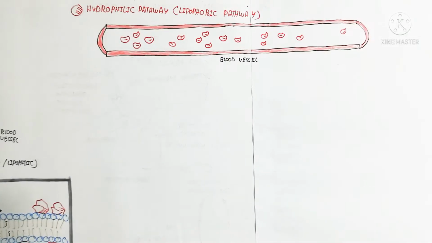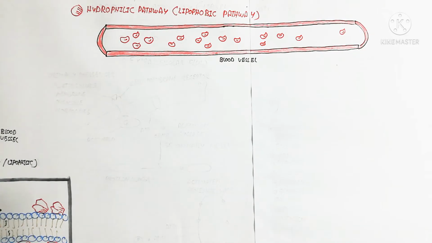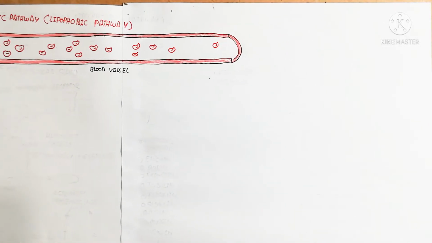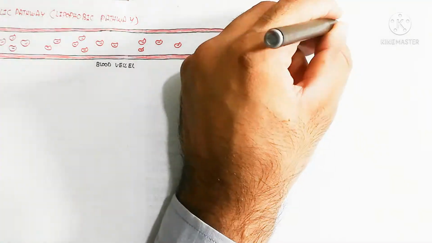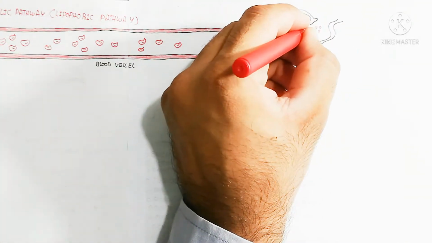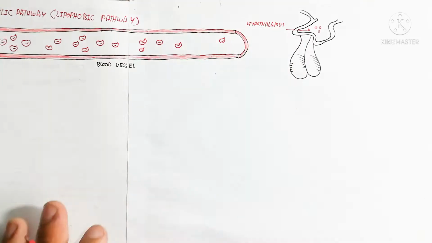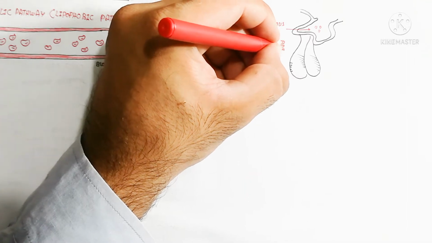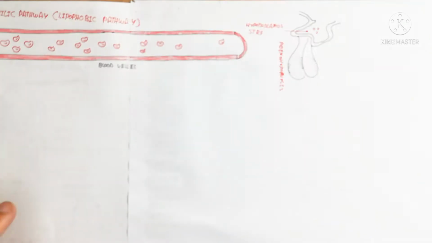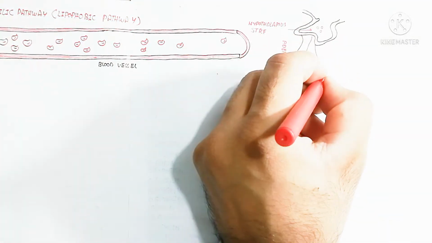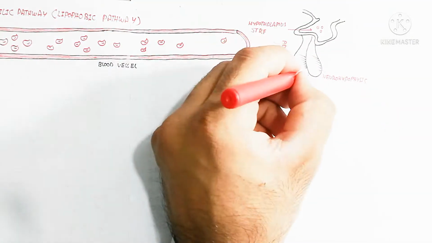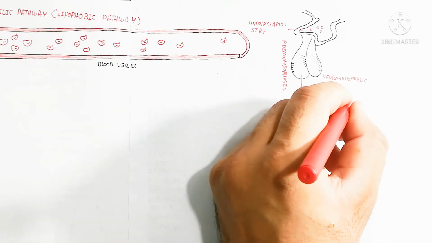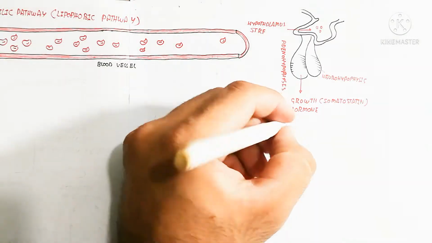So the hydrophilic pathway is basically here is the blood vessel, which contains blood and different types of cells. So here is the blood vessel of the circulatory system. Let's begin to understand how to produce that hormone, which is the primary messenger and gives the response by the secondary messenger. So the hydrophilic pathway requires the secondary messenger also, but in the case of hydrophobic molecules, it does not require the second messenger. So here is the pituitary gland, which is attached to the hypothalamus.